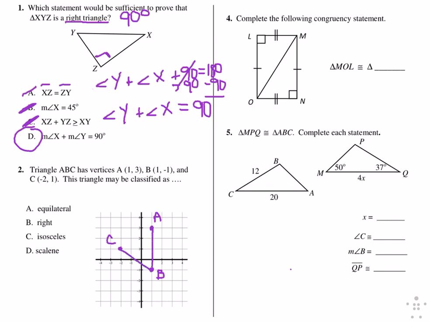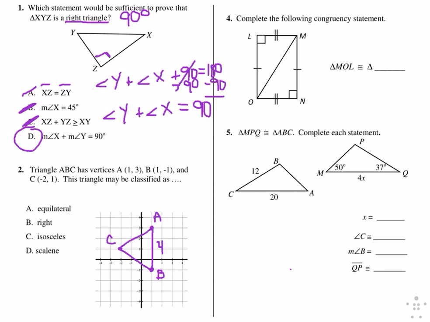Okay, so we want to classify the triangle. The way that you would classify this triangle is by looking at the length of the sides. The easiest one to count would be side AB. So this is 1, 2, 3, 4. 4 units long. And then the other two sides of the triangle are slanted, so it's not as easy to count to figure out how long they are.